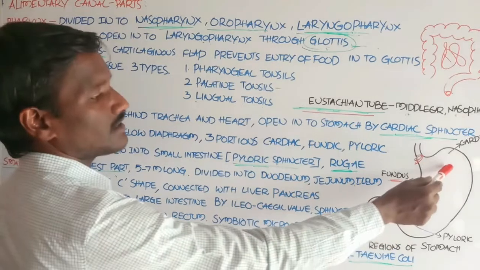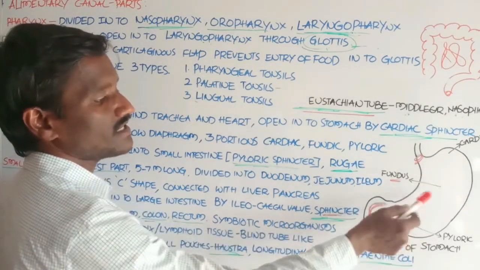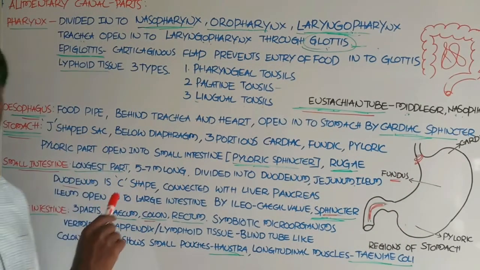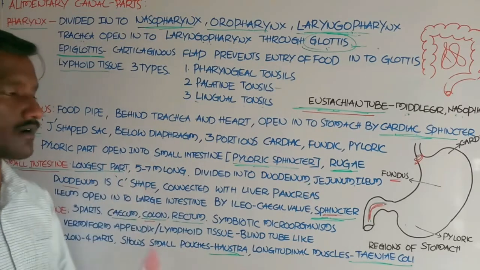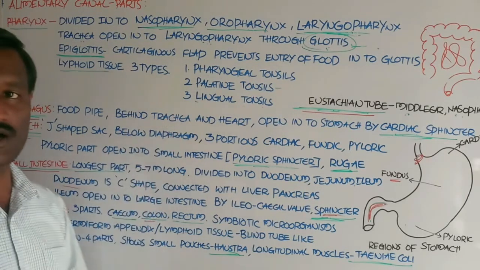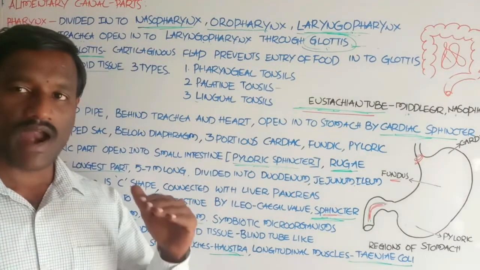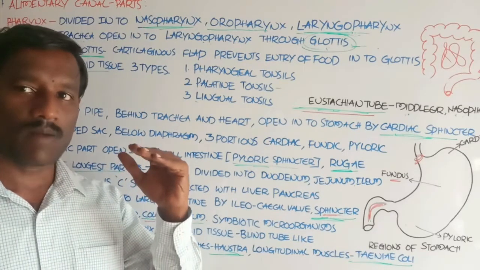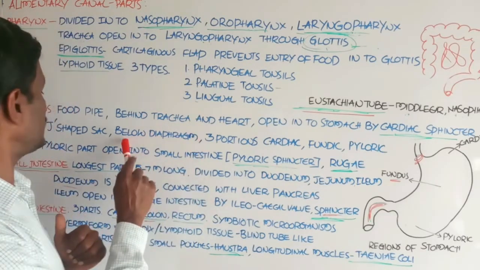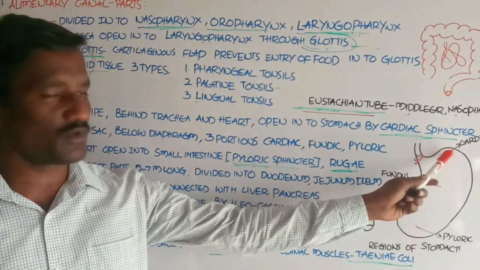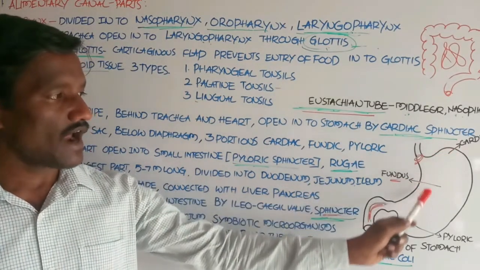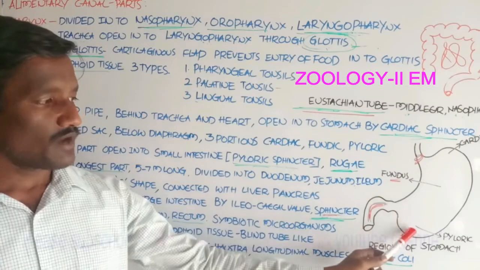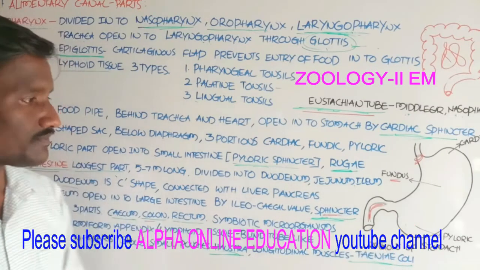And another one is the stomach. This diagram shows the different regions of the stomach. It is a J-shaped, dilated, distensible sac. It is located below the diaphragm, at the upper left portion of the abdominal cavity, and consists of three portions. This is the cardiac portion, and the fundus portion. It is the largest or main body, and the last one is the pyloric portion.